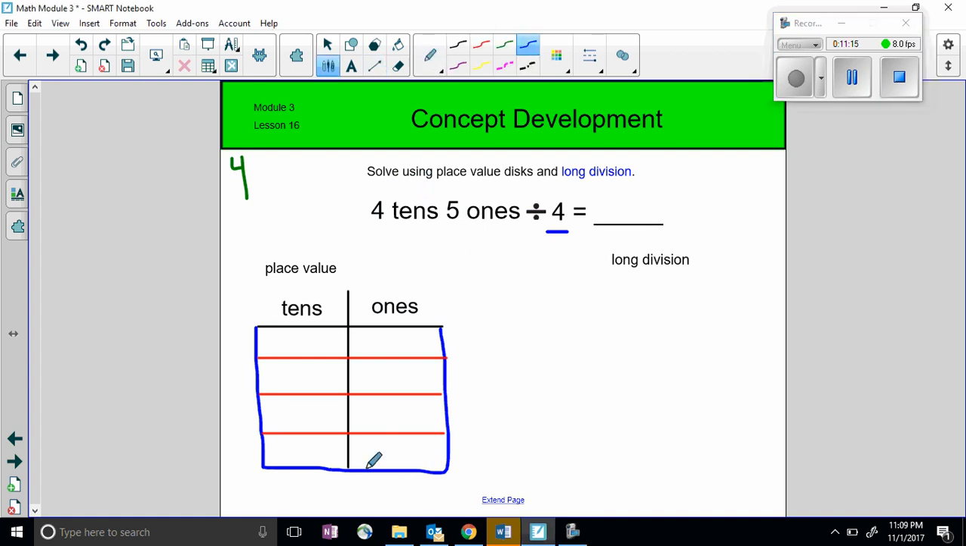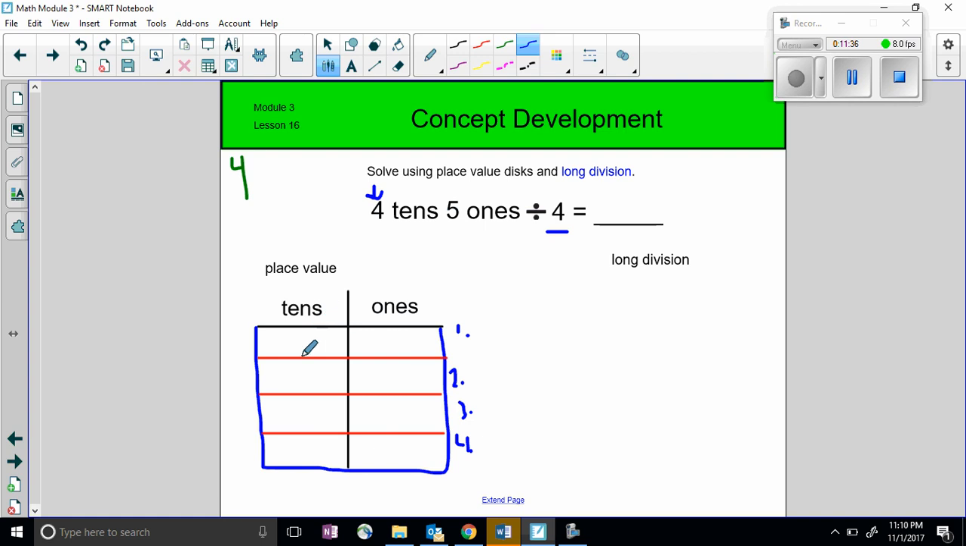So, I got my 4 groups. 1, 2, 3, 4. Starting with my tens place when dividing because it's backwards. It's backwards of multiplying, that's why. Multiplying, you start with the ones. So if it's backwards land, we're starting with the bigger number of division.